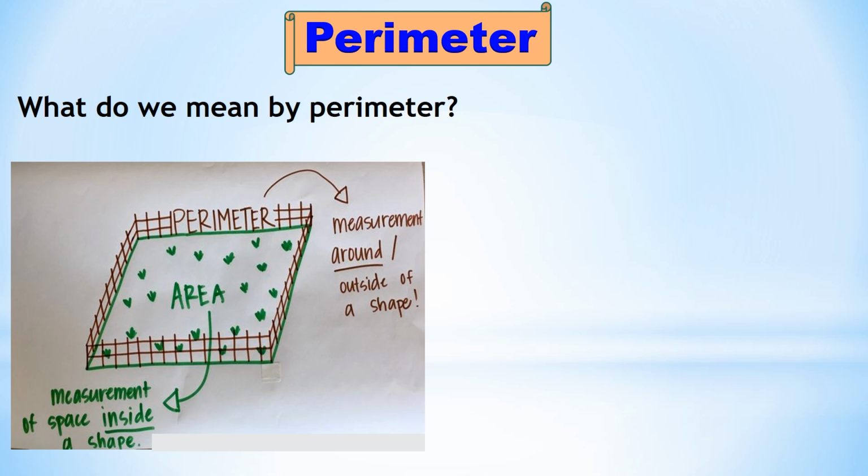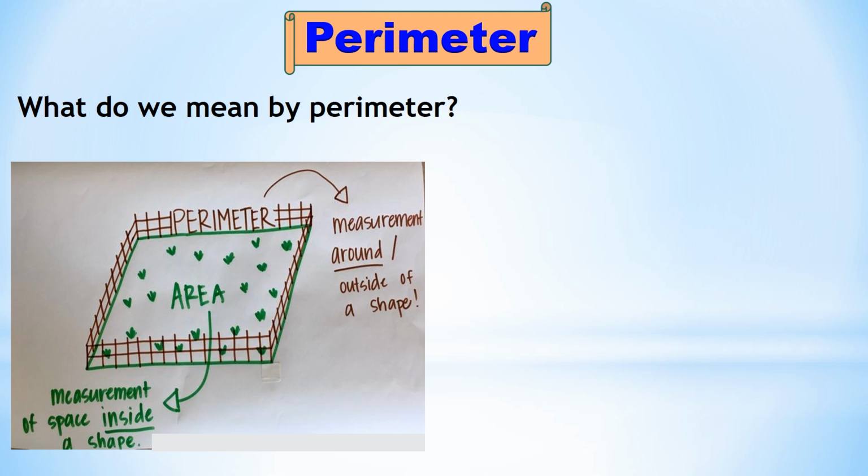So we said that area means the space inside the shape, like here some greens. But the perimeter will be what? The space outside the shape, or not space, the distance outside the shape. The distance outside the shape.